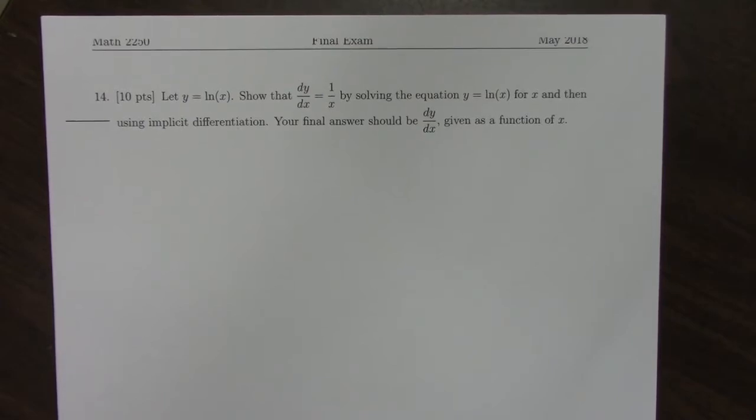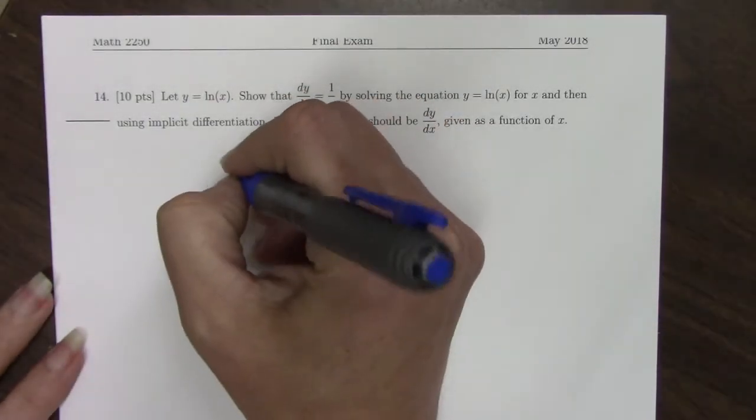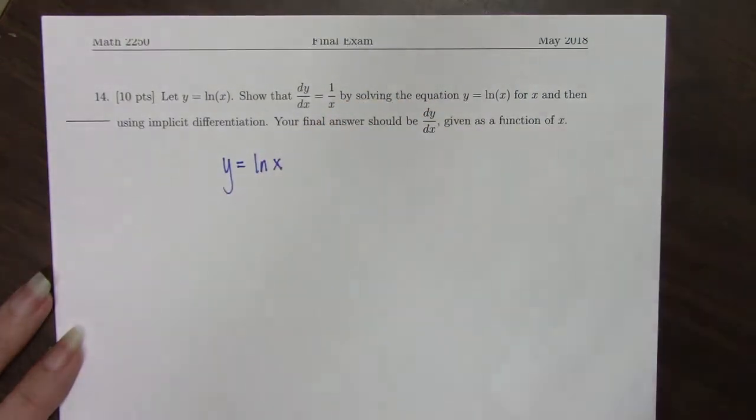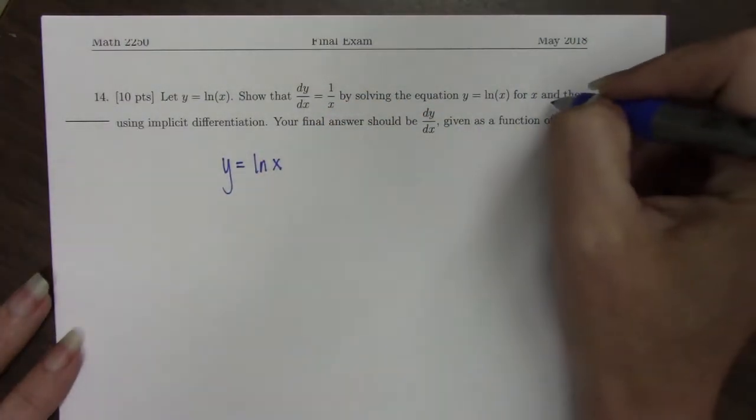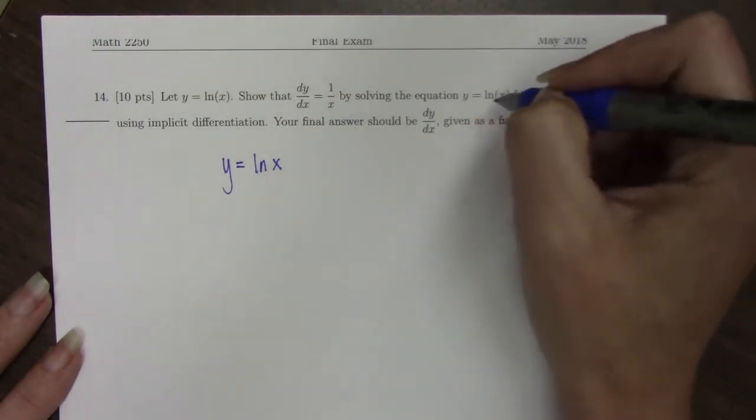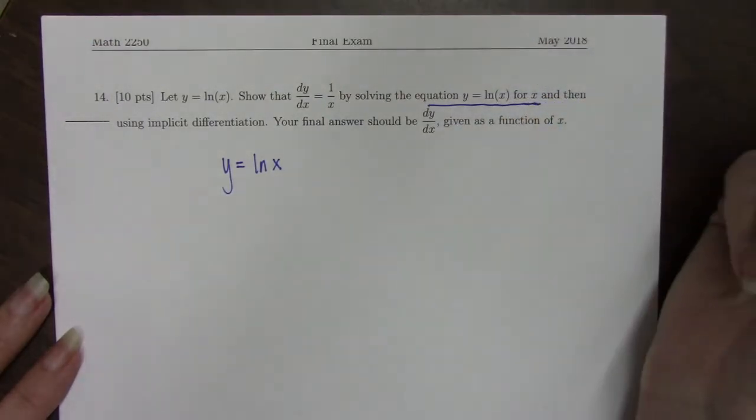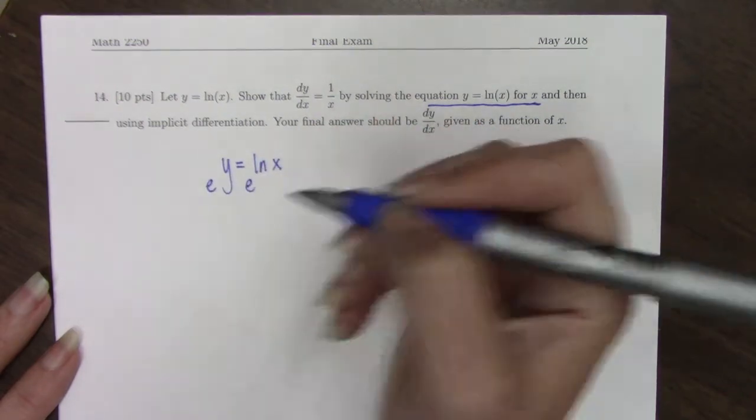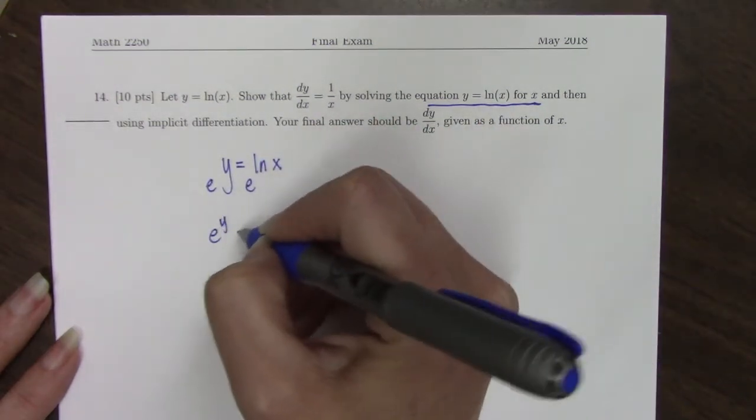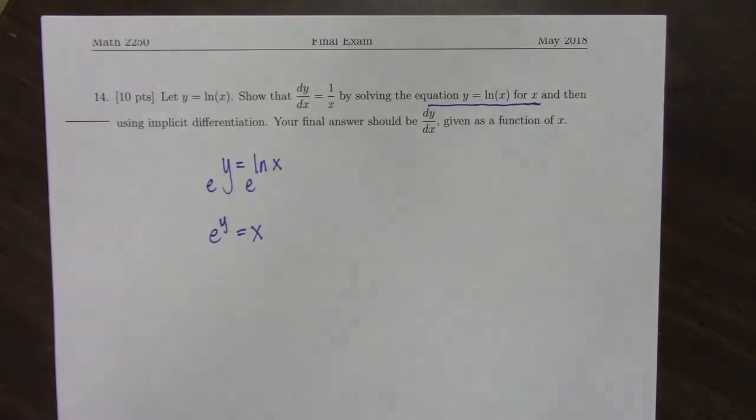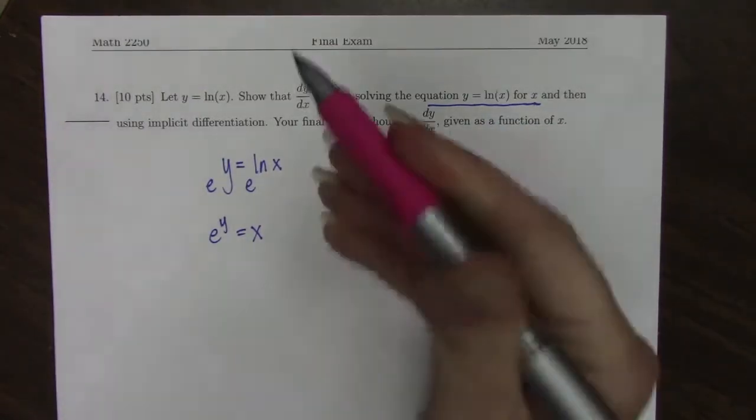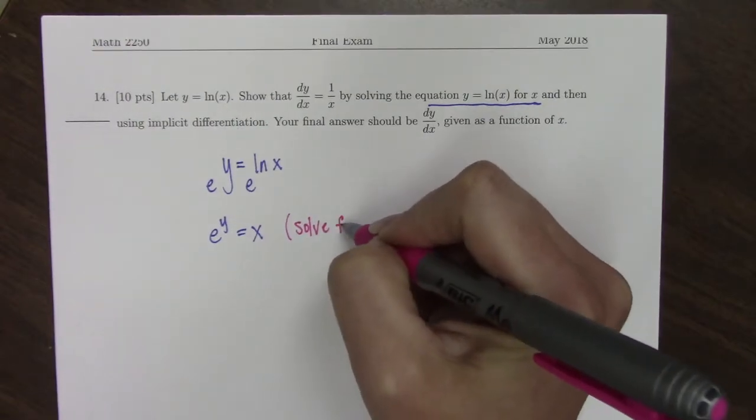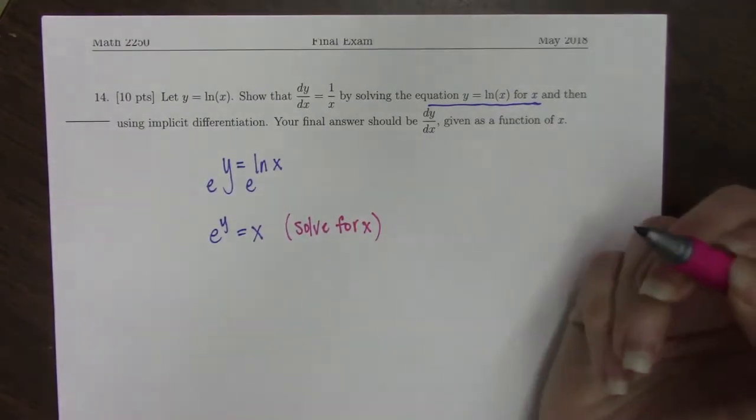So the first thing that we want to do is start with the equation y equals ln of x. Then we were instructed to solve this equation for x. So we solve it by raising both sides over e. So e to the y equals x. I'm going to write the steps down in pink. So now we've solved for x.